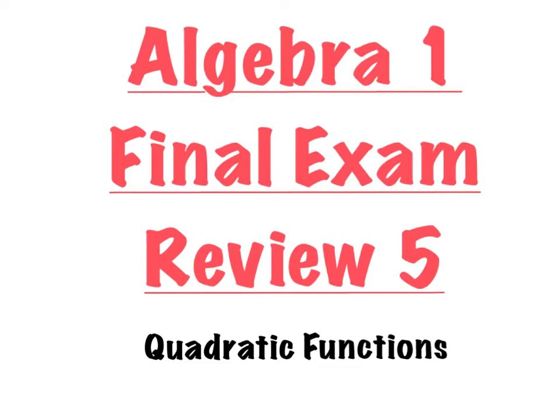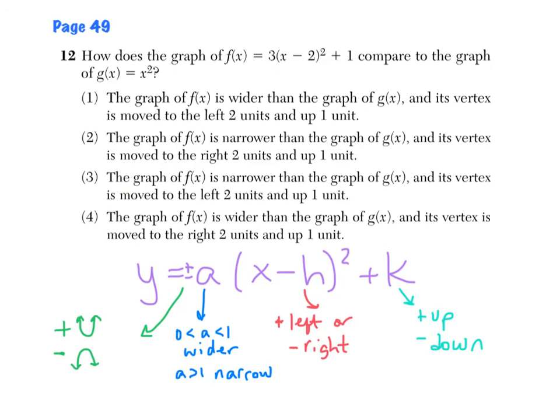Today we're going to be focusing on quadratic functions. Let's get started. The first question we're going to look at is on page 49, number 12. It asks us to compare two different graphs, the graph of f of x, which is 3(x minus 2) squared plus 1, and the graph of g of x, x squared.